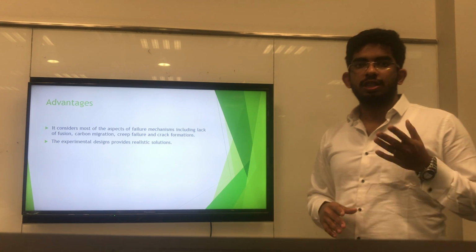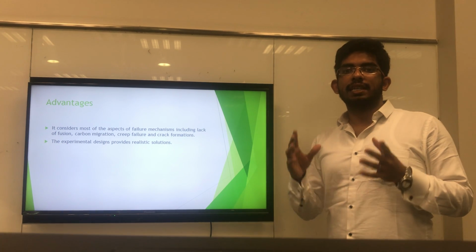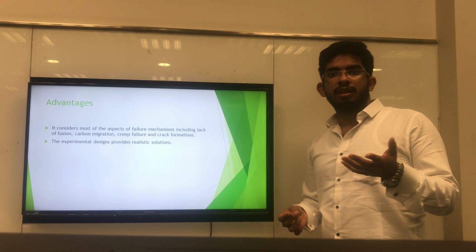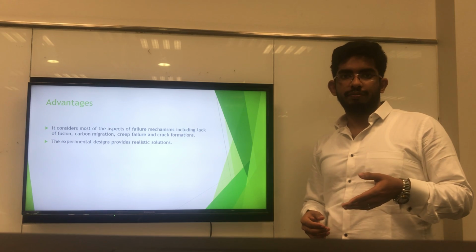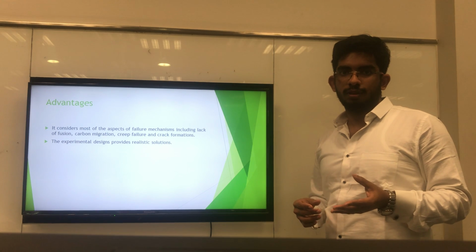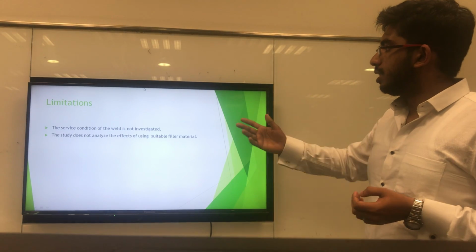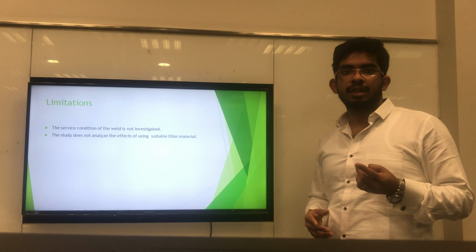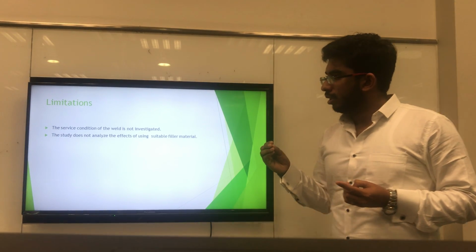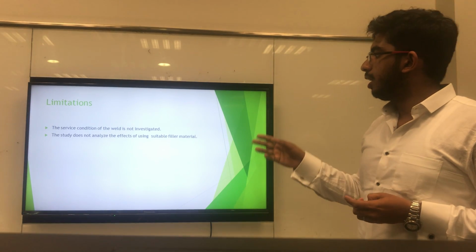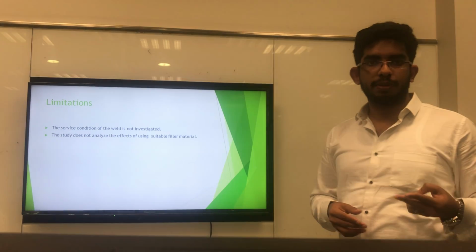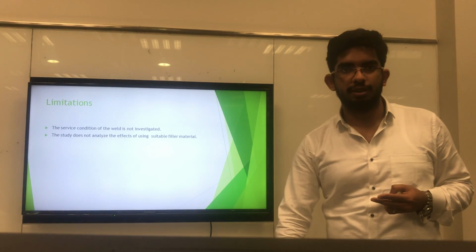The main plus point of this research is that it considers all the main aspects of the mechanism, such as the lack of fusion, the carbon migration, the crack formation, and finally the creep failure. This experimental design can provide a much more realistic solution. But as I already said, filler materials can properly regulate the quality of welding, but we are unable to investigate such issues, and we are testing at room temperature, which is different from the service conditions.